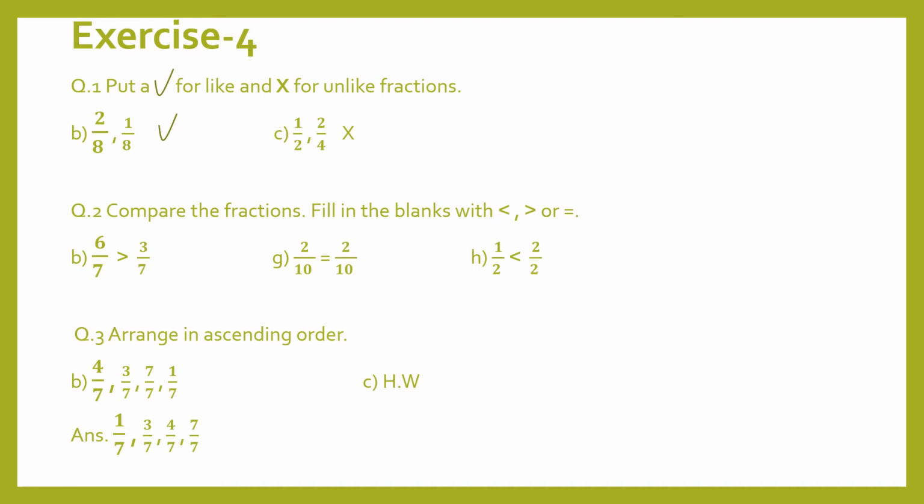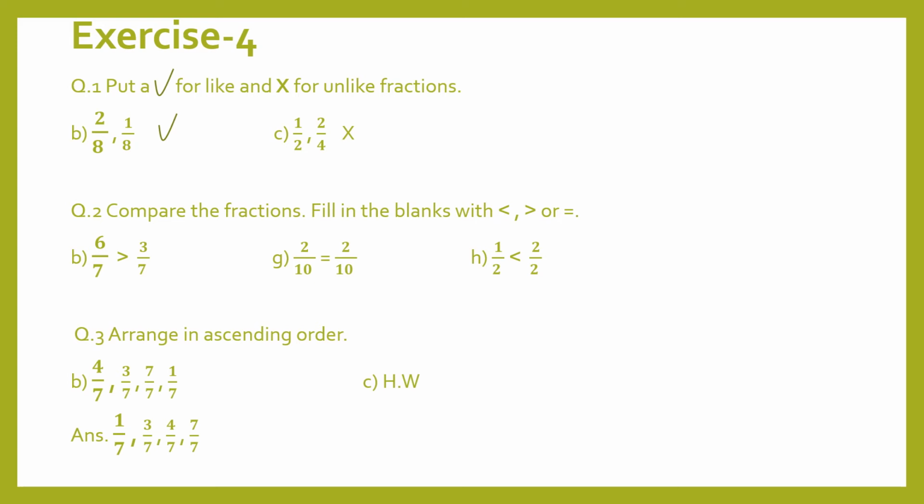Compare the fractions, fill in the blank with greater than, less than or equal to sign. We can see the denominators are same and the numerator value we have to look at. It shows 6 parts are taken out of 7 and that shows 3 by 7. Obviously 6 by 7 is more.